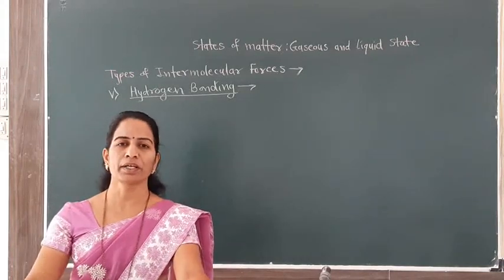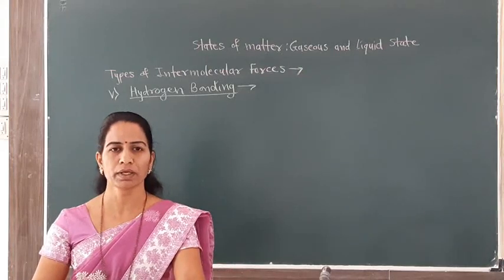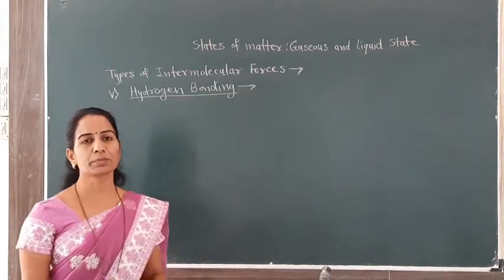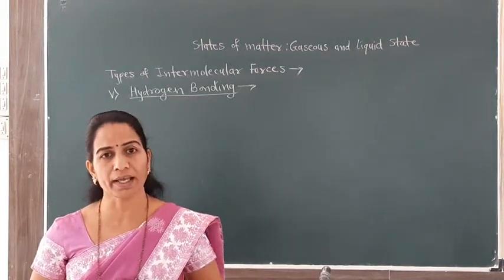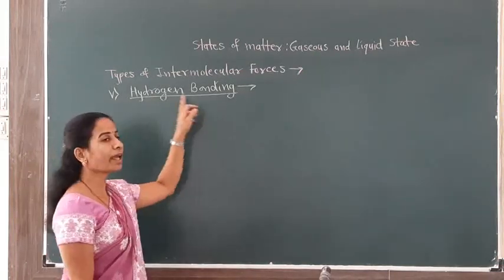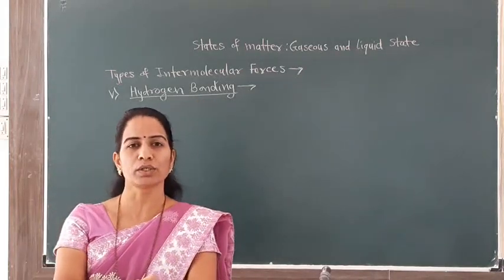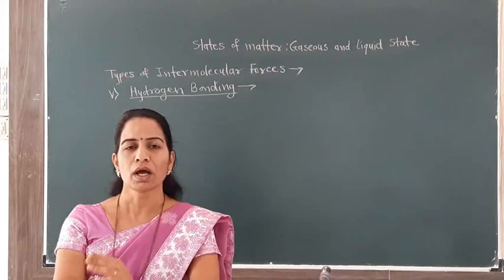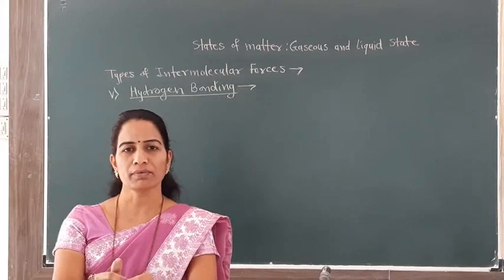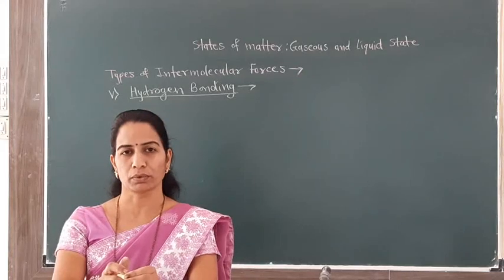In the first type of intermolecular forces, you have studied what is meant by dipole-dipole interaction. So, see, hydrogen bonding is a special type of dipole-dipole interaction. But what is the difference? I will tell you. Here, as the name indicates, the bond is formed between the hydrogen atom of one molecule and the more electronegative atom, or the atom having the lone pair of electrons, of another molecule.